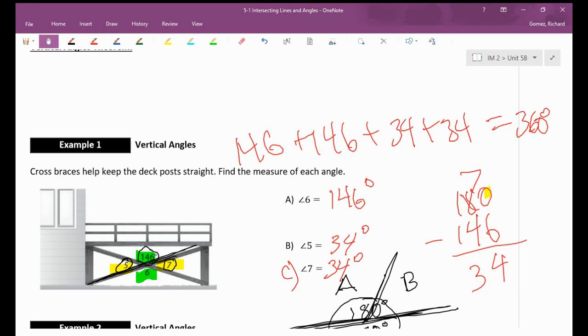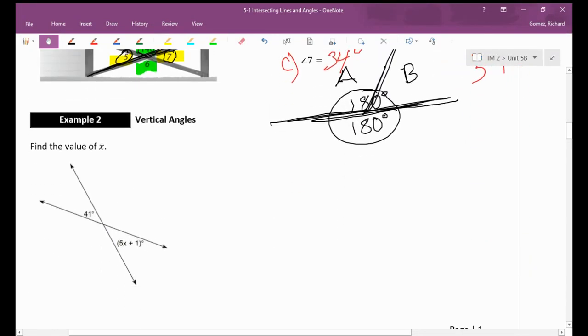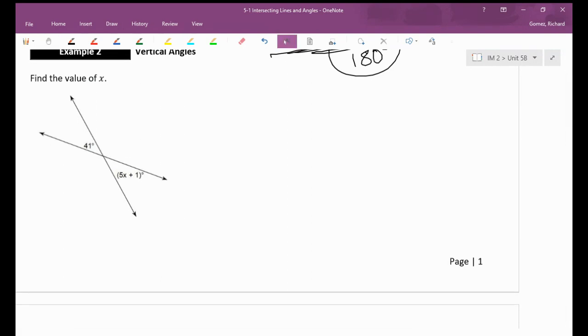Okay, so now let's move on to the next example. Right, so now that we know that, it gets a little more difficult because we're entering variables or values that are not listed, that are unknown values. All right, so these are vertical angles here. I'll show you again with some color. These two here. So intersecting lines always create vertical angles, and those are the vertical angles. They're going to be exactly the same.